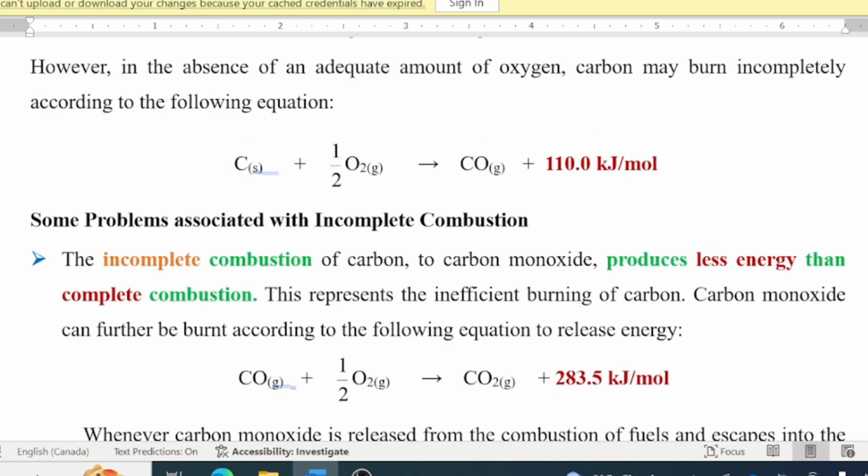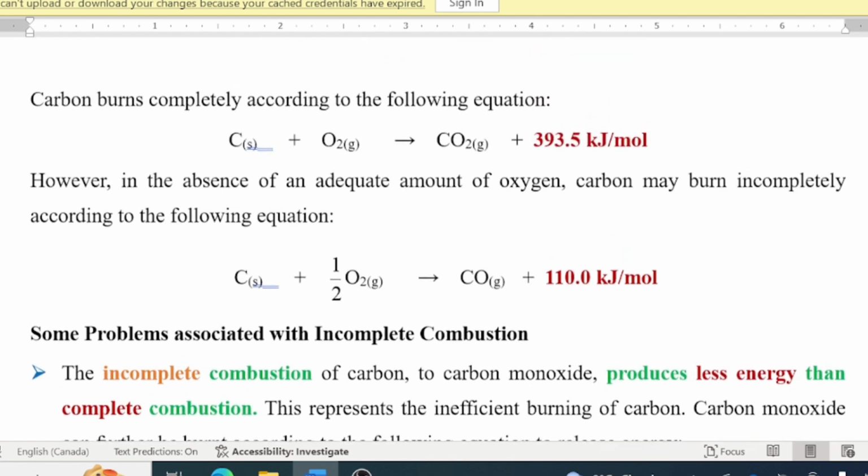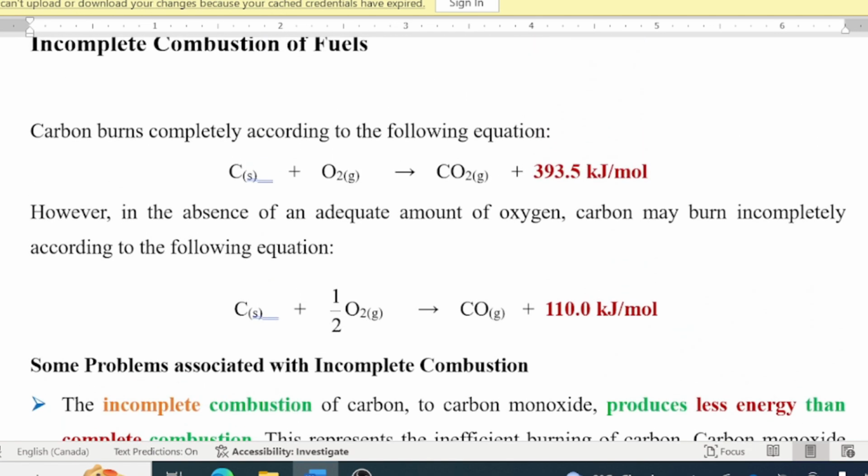Something to know about the carbon monoxide produced is that it can still be burnt. If you collect the carbon monoxide that is produced and you burn it again in oxygen, you will get that amount of energy per mole. So if you look at this burning here, only this amount of energy you're getting when carbon is incompletely burned.